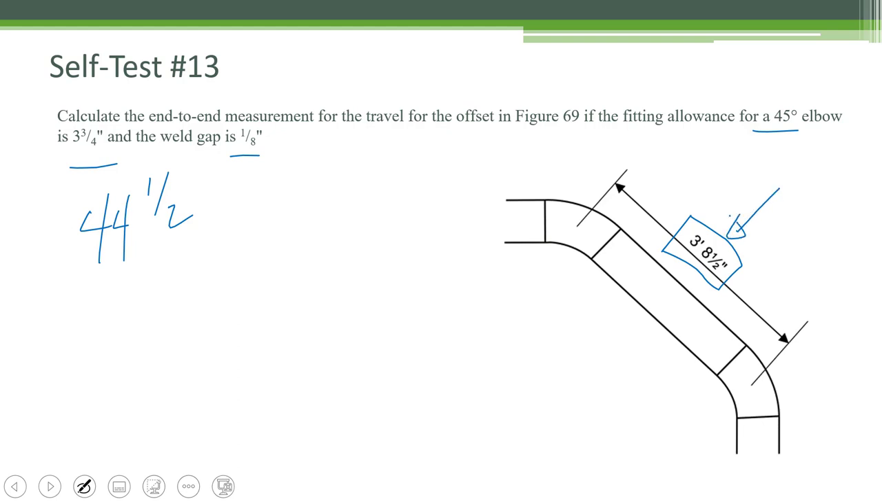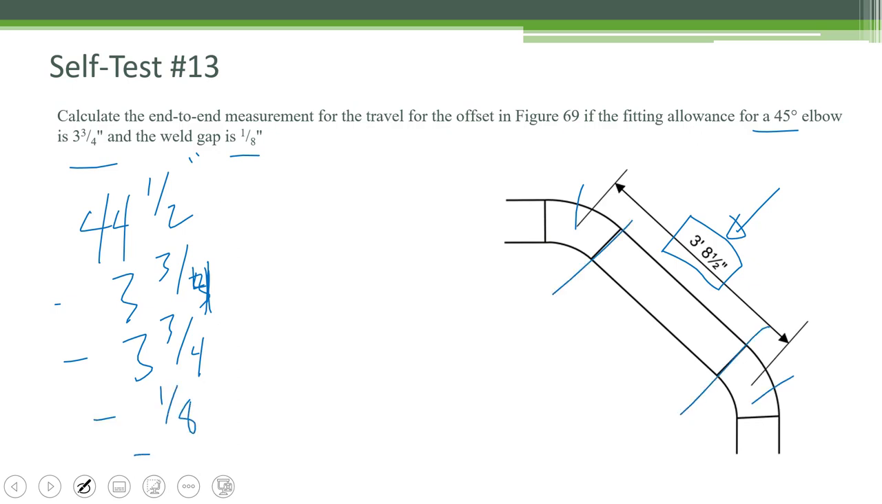And I just converted this to inches. For this question, it doesn't matter because I don't think this is going to be less than 8.5, so you'll stay within the 3 feet, but maybe it's easier just to convert to inches. Okay, so it's 44.5 minus 3 3/4 minus 3 3/4. Oops, that should be 1/4. Okay, because I have 2 elbows and I have 2 gaps, so minus 1/8 minus 1/8.